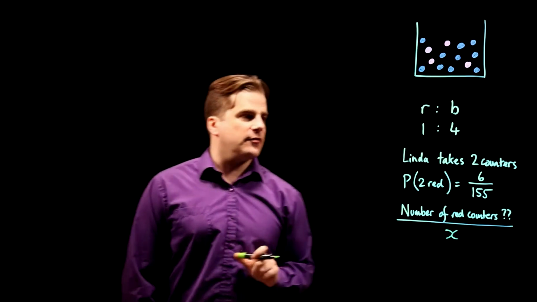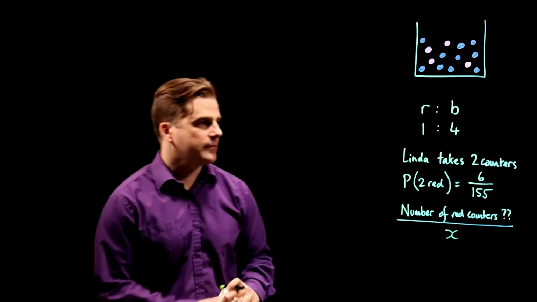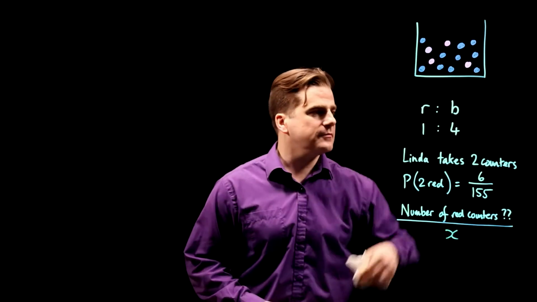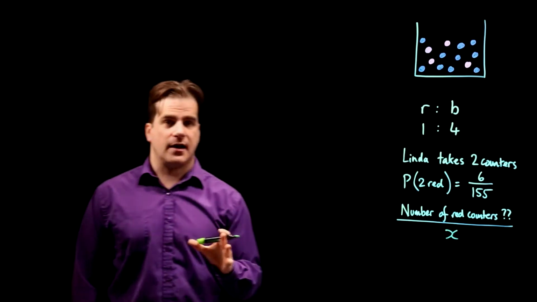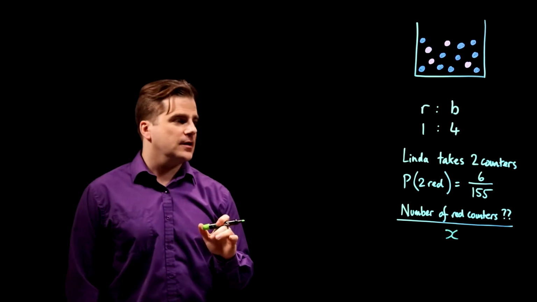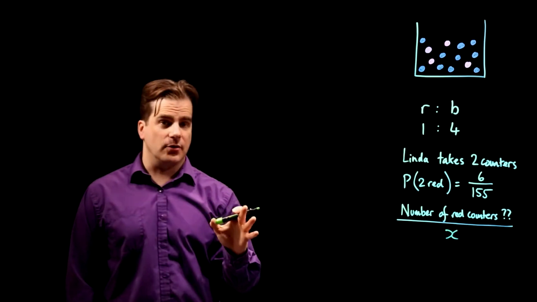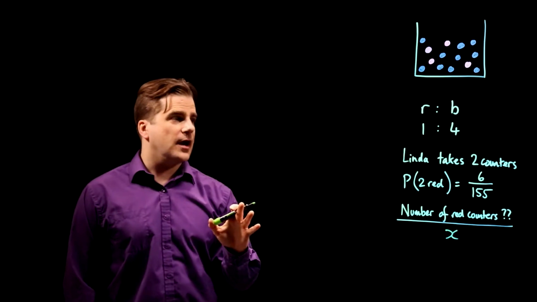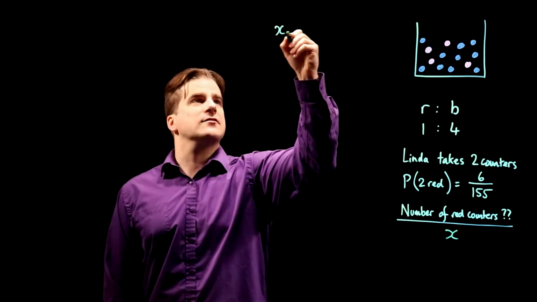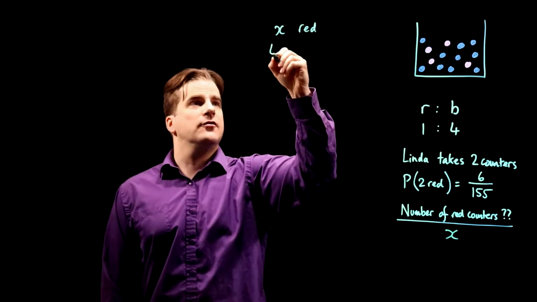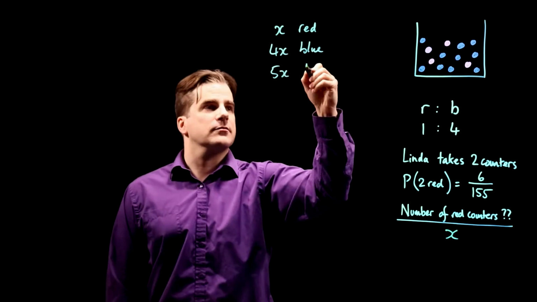Now, how are we going to use this information? We know that there are 4 times as many blue counters as red counters. So, if there are x red counters, there are 4x blue counters. And a total of 5x counters in the box. So we've got x red counters, 4x blue, and a total of 5x.